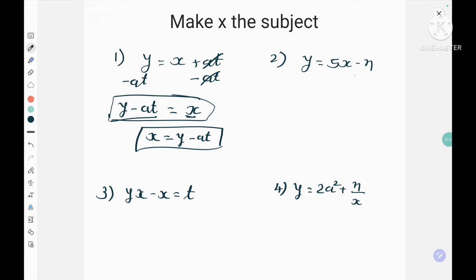Okay, so let's see the second question. It says y equals 5x minus n. So here again we have to make x the subject, which means whatever extra things are there, we have to get rid of them. Here we have to get rid of this minus n and the 5. But what should we move first, or what should we neutralize first?